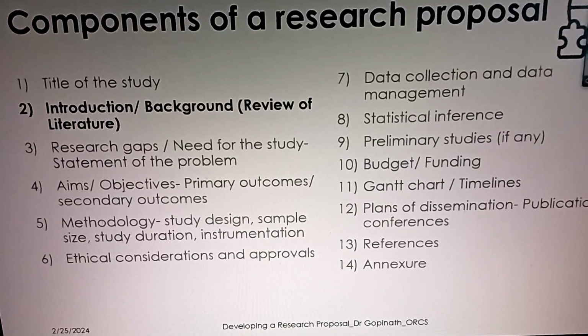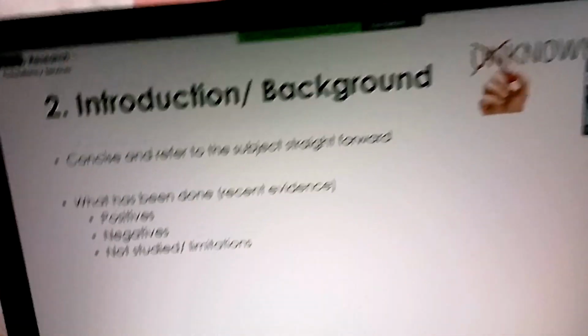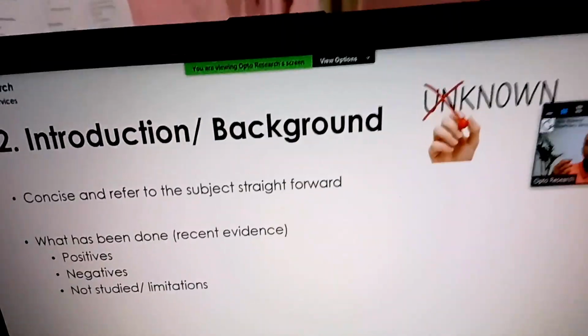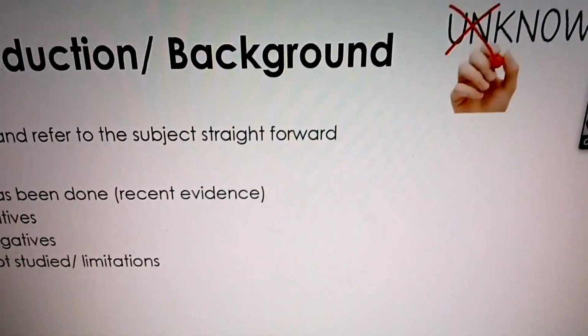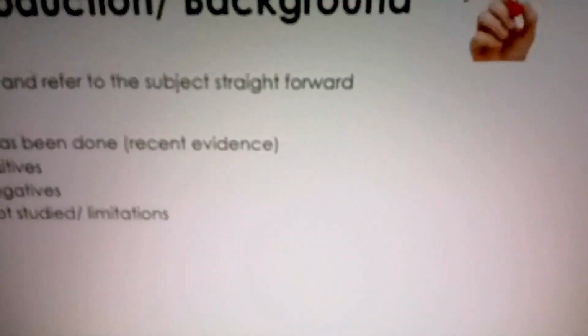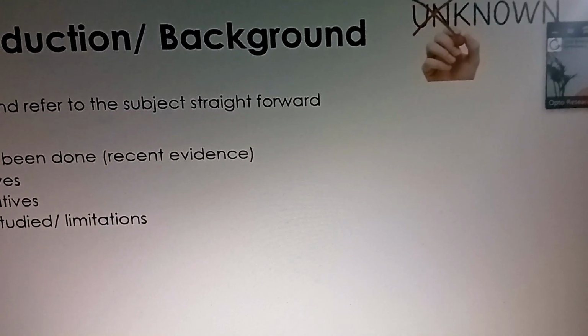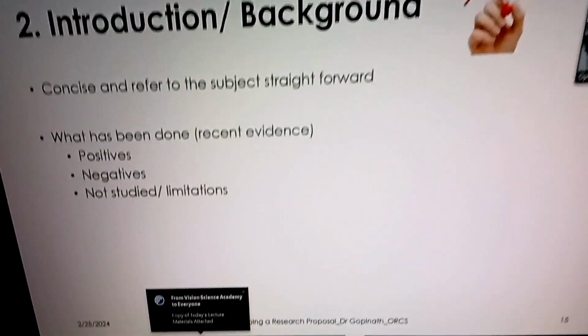Coming to the second point, that is the introduction, or basically reviewing your literature. You cannot beat around the bush; there should be a very straightforward reference to the subject, and you take up the recent evidence available on a particular topic. Say you want to speak about diabetic retinopathy. There should be recent evidence on diabetic retinopathy. If you are focused only on Tamil Nadu, since I'm placed in Tamil Nadu, I'm giving an example of Tamil Nadu, go and look at the evidence published only from Tamil Nadu.